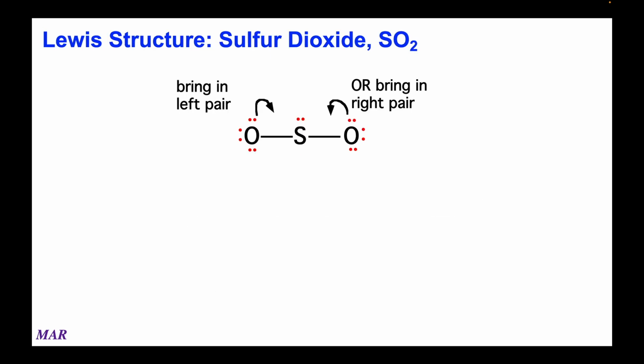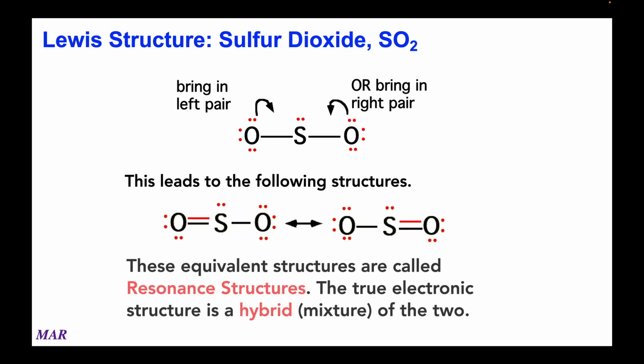And this leads into the idea of what's called resonance, because really, energetically, there's no difference taking a lone pair electron from the left to make a double bond, or taking a lone pair from the right oxygen to make a double bond. They're energetically similar. So this leads to what we saw with the NO2 example. This leads to resonance, all right?